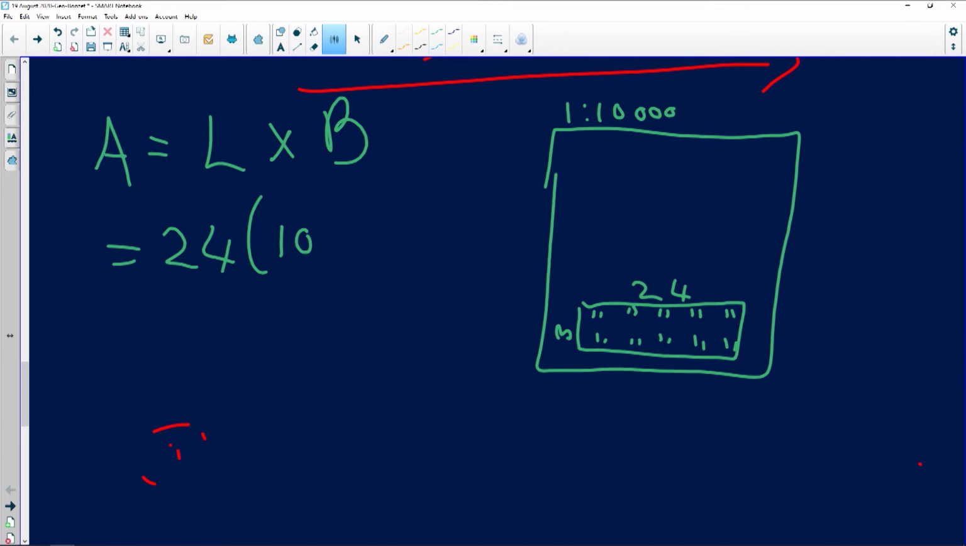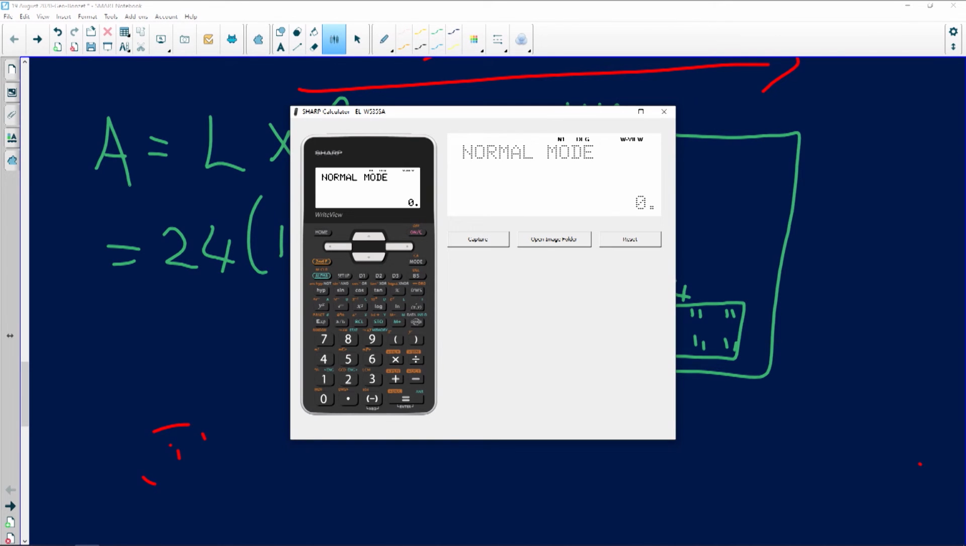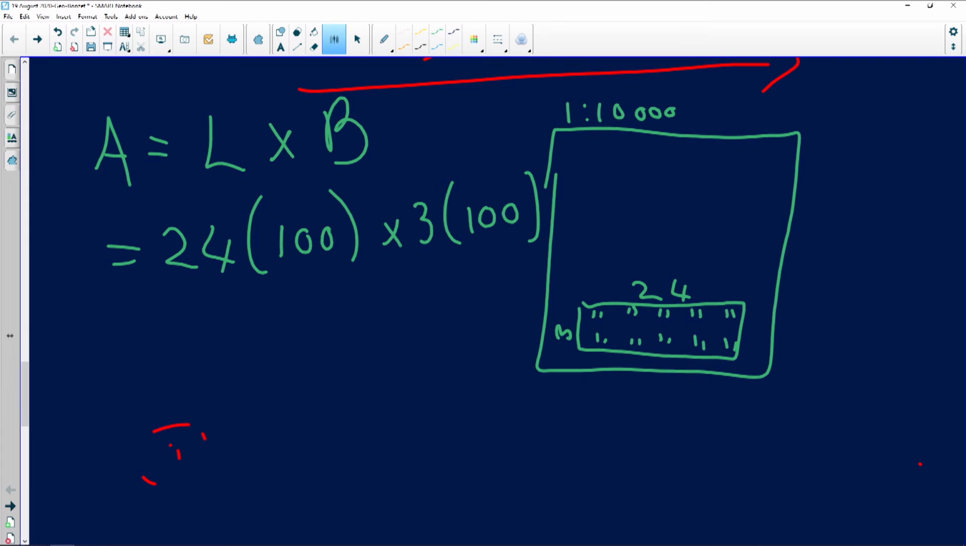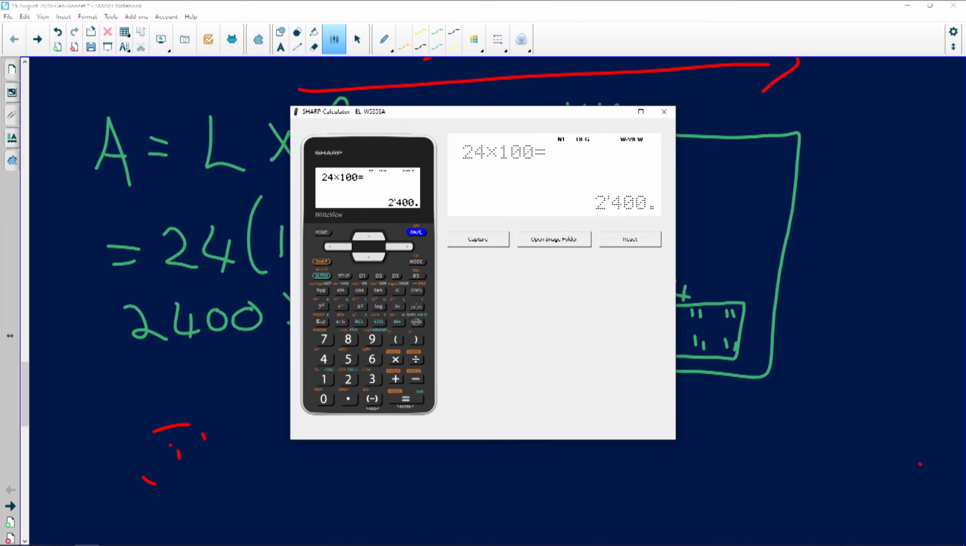Okay, so 24 centimeters times 100 times, what was the breadth? 3 centimeters times 100. Okay, so once again, use your calculator. 24 times 100 equals 2,400. Okay, times 3 times 100 equals 300.